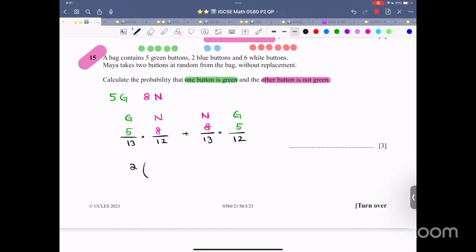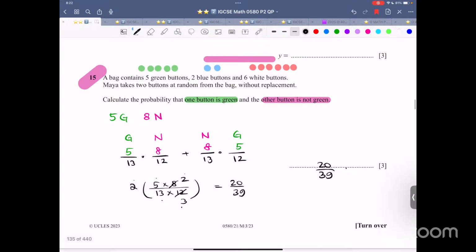So this is 2 into 5 into 8 into 13 into 12. And now I'll simplify. So 4 3s are, 4 2s are, 2 into 2 is 4, 4 into 5 is 20, 13 into 3 is 39, that is 20 over 39. That's a beautiful answer in the exact form, cannot be further simplified. So now this is all good, all clear. Let me remove this.